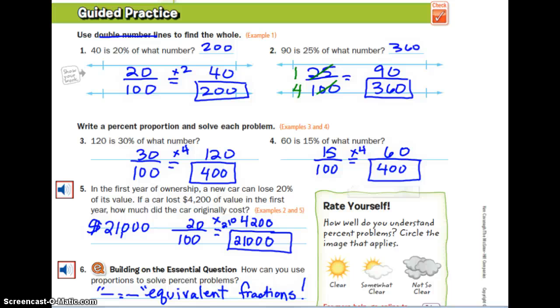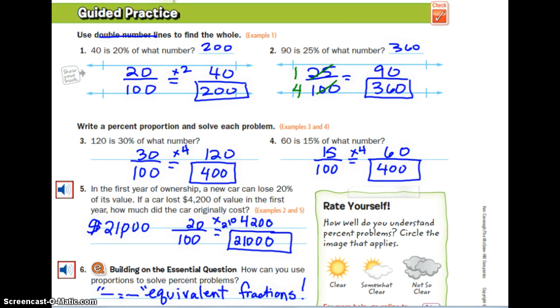So again, I set it up: 20% of what number. So I know 40 is on top, the relationship is 2, the answer is 200. 90 is 25% of what? So I had 25 over 100, I simplified that to 1 over 4, the relationship is 90, I multiply 4 times 90, get 360. Next one again, 30% is 120, that's on top, I get 400. 60 is 15% of what? I get 400.